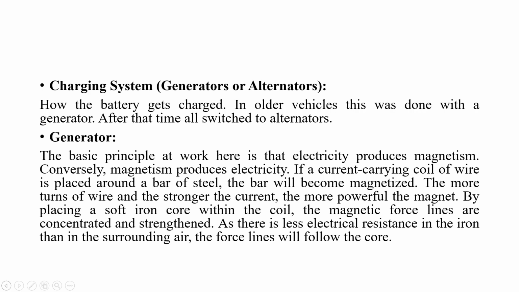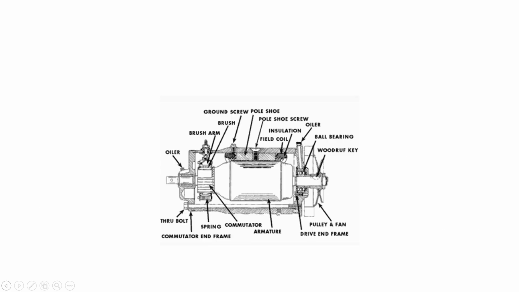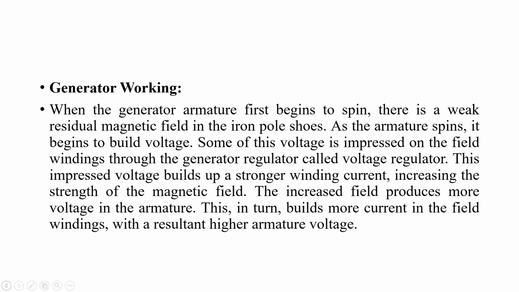The generator works on the principle that electricity produces magnetism, and magnetism in turn produces electricity. It has to produce the electric current, and that is the main part. This is your generator setup. When the generator armature first begins to spin, what happens? There is a weak residual magnetic field, isn't it?